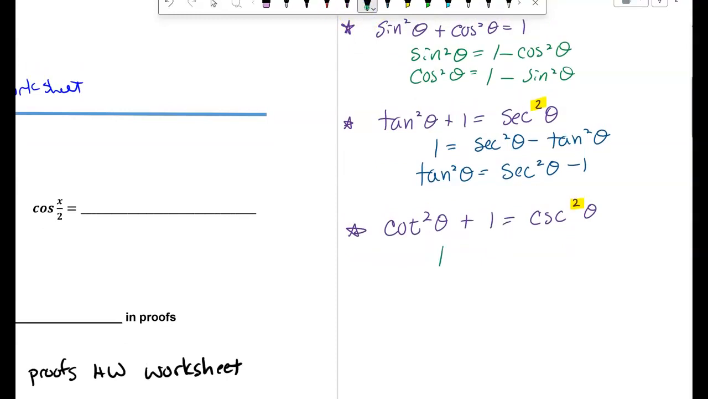What else do we know? 1 is going to equal to what? Cosecant squared theta minus cotangent squared theta. And we also know that cotangent squared theta is going to equal to, yep, cosecant squared theta minus 1. Those all should be memorized by now. You need to have all of them really well because now we're adding on.